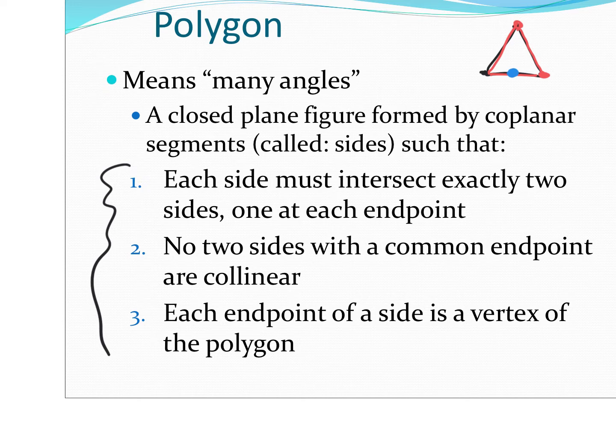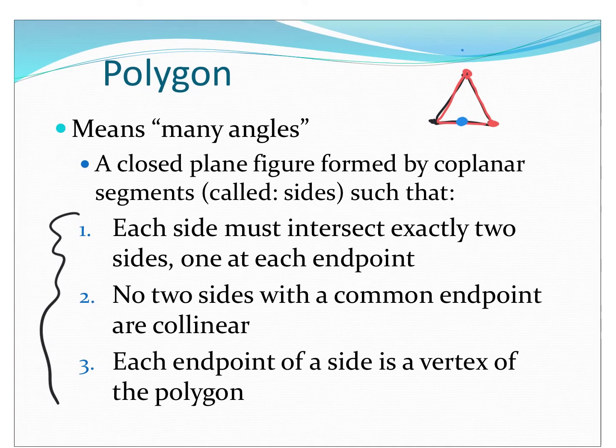And then each endpoint of a side is going to be called the vertex of the polygon. So we'll be seeing points, like let's say this is point A, B, and C. A, B, and C are also the vertices of that triangle. So let's look at some pictures and let's decide, are these polygons or not?